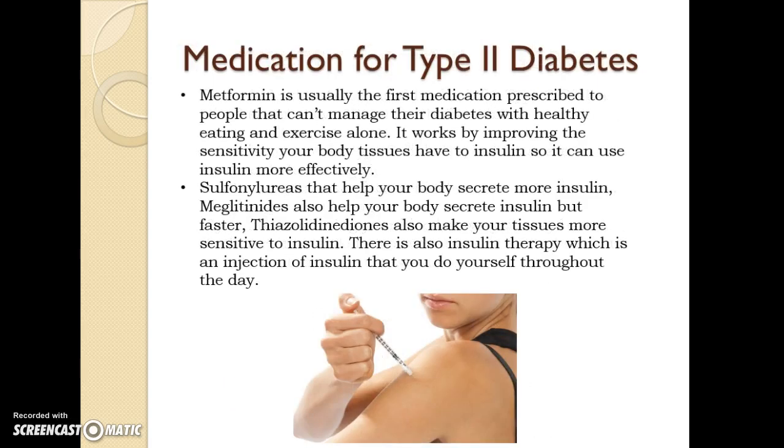Medication for type 2 diabetes. Metformin is usually the first medication prescribed to people that can't manage their diabetes with healthy eating and exercise alone. It works by improving the sensitivity your body tissues have to insulin so it can use insulin more efficiently. Another medication called sulfonylureas can help your body secrete more insulin. Meglitinides also help your body secrete insulin, but faster.